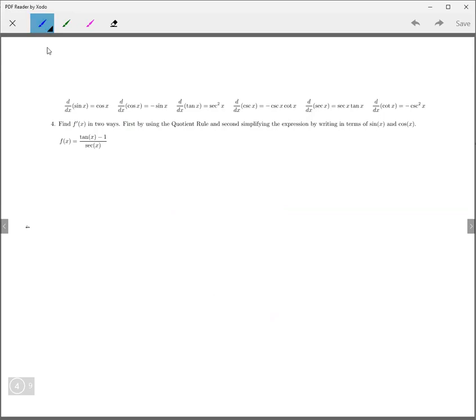Okay, let's take a look at number 4. Find f prime. So here we have this function here. Find f prime in 2 ways. First, by using the quotient rule, and second, simplifying the expression by writing in terms of sine x and cosine x. Okay, so first we're going to use the quotient rule.